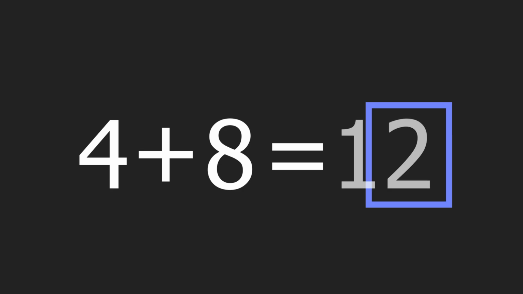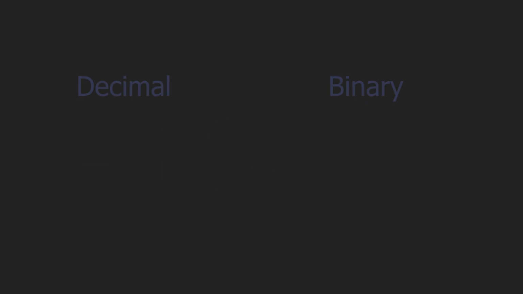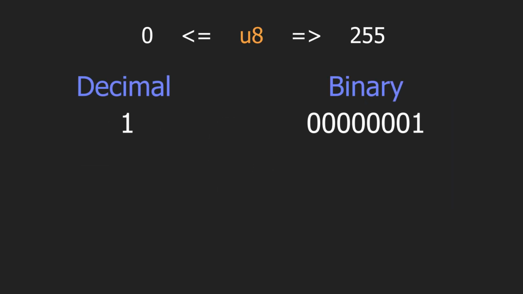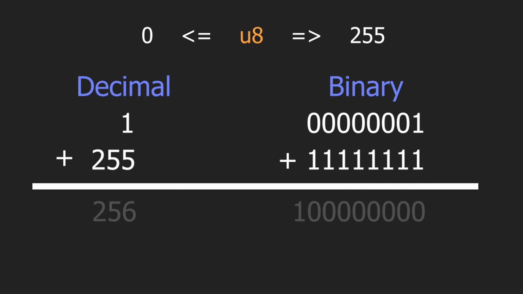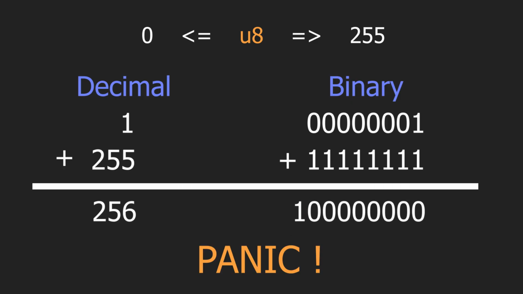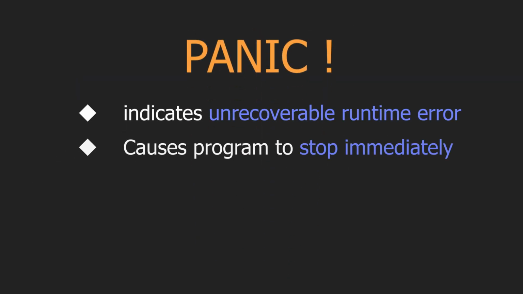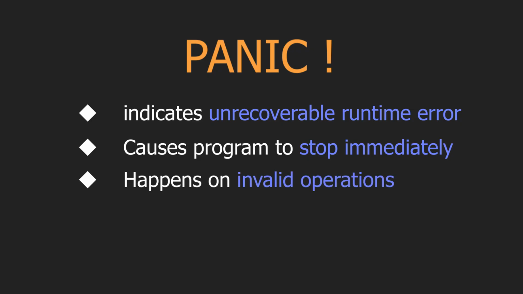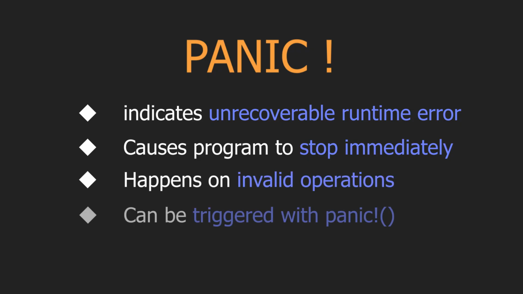Sometimes adding two numbers isn't as simple as it looks, especially when they overflow. In Rust, if you try to add 1 to 255 using u8, the max value it can store, in debug mode, it will panic. Panic in Rust is a runtime error that causes the program to crash immediately. It happens when the program encounters an unrecoverable error, or it can be triggered manually as well.